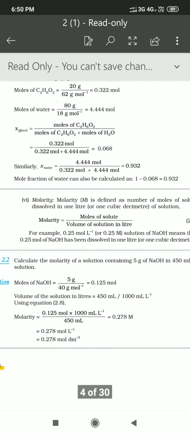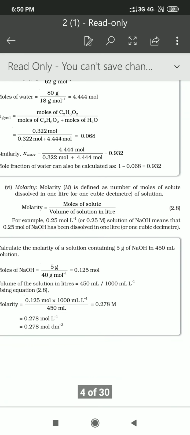Then the next is molarity. Molarity, which is commonly used. Molarity is expressed as capital M. It is the number of moles of solute which is present in 1 liter of the solution. So molarity is equal to moles of the solute upon volume of the solution in liters, and it is expressed as capital M: 0.25 M, 1 M of a solution, etc.